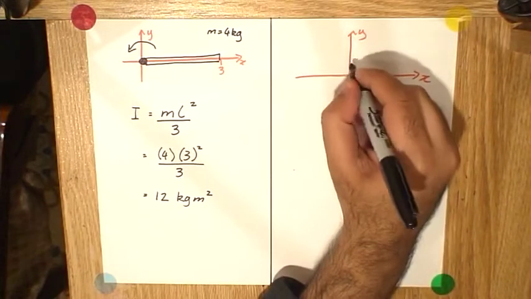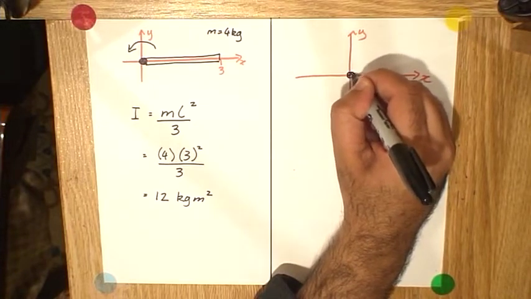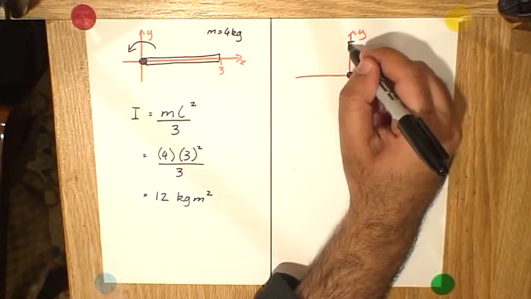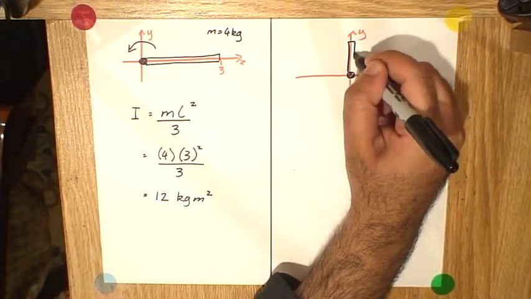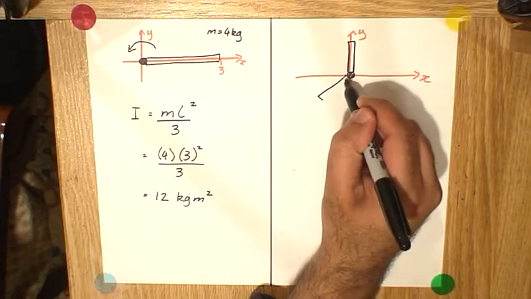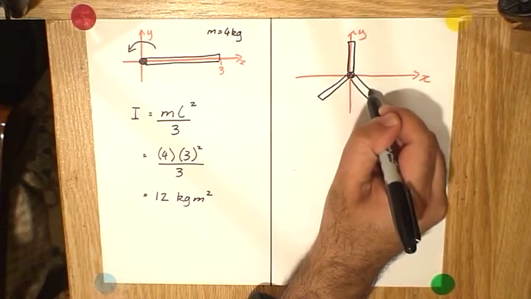The shaft of the windmill will be located at the origin. That's the point around which the blades will rotate. One blade I'll draw like this. One blade I will draw like this. And one blade I will draw like this.